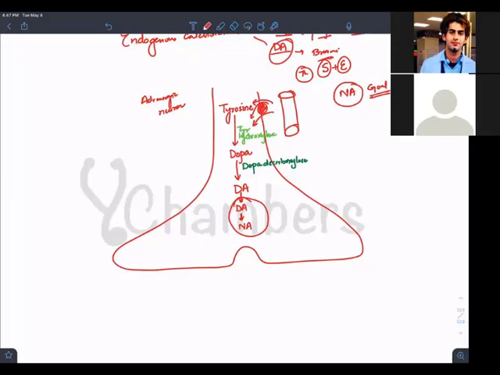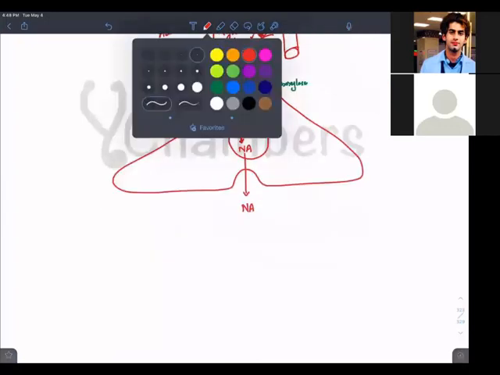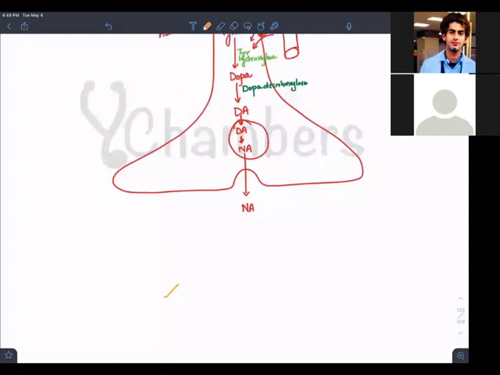Once you give an appropriate action potential, once you have a sympathetic activity, you will stimulate this adrenergic neuron and it will fuse and be released in this junction. It will be released here and it will act on its receptors.